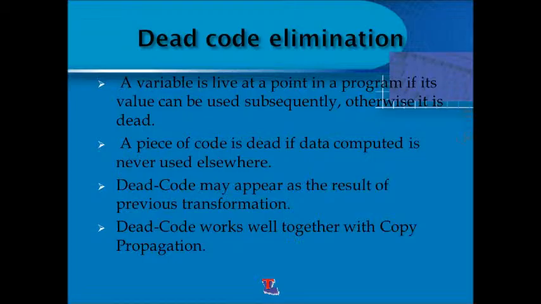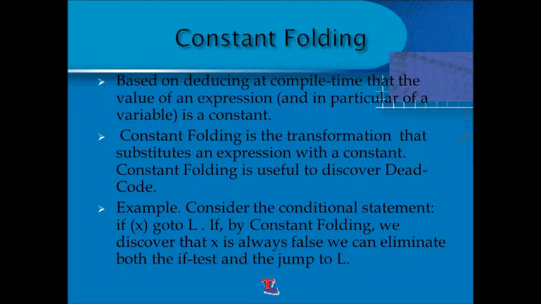Dead code elimination. A variable is live at a point in a program if its value can be used subsequently. Otherwise, it is dead. A piece of code is dead if data computed is never used elsewhere. Dead code may appear as a result of previous transformation. Dead code elimination works well together with copy propagation.